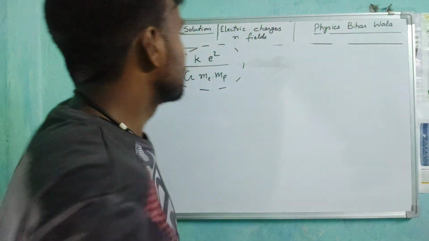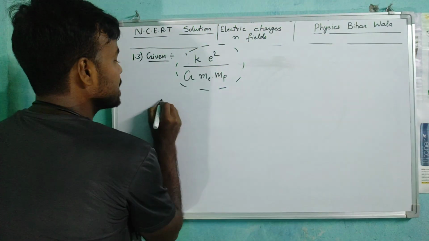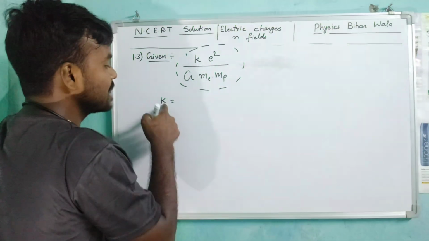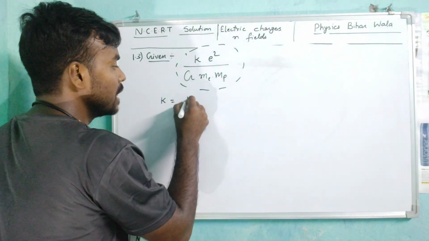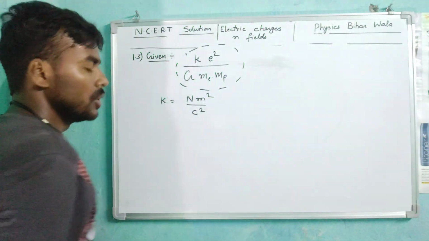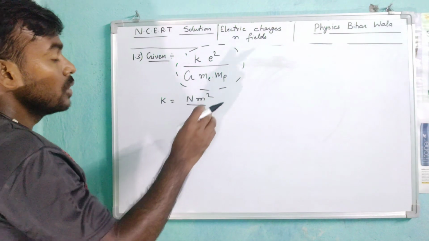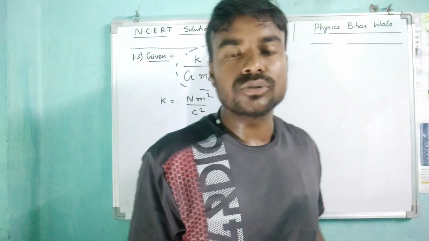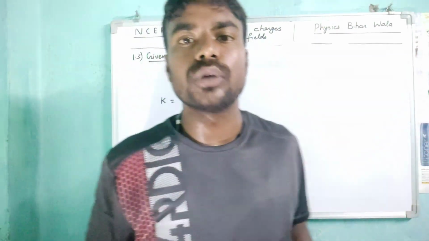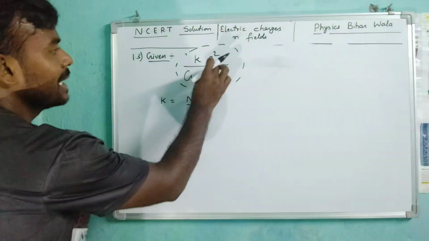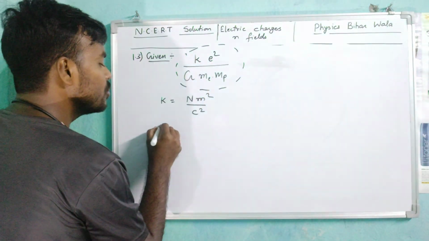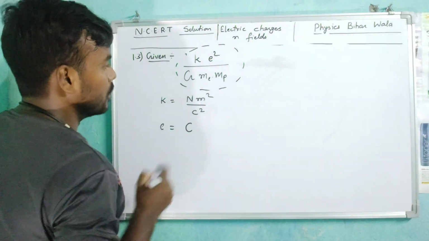Let's check it. So we know this K is called the electrostatic proportionality constant, and the unit of this proportionality constant is Newton meter square per Coulomb square. We know the value. No problem at all. Because I have to find dimension now, we are only talking about unit. We should not think about the magnitude of the physical quantity. So again, this is the charge of the electron, and we know the unit of charge is Coulomb.